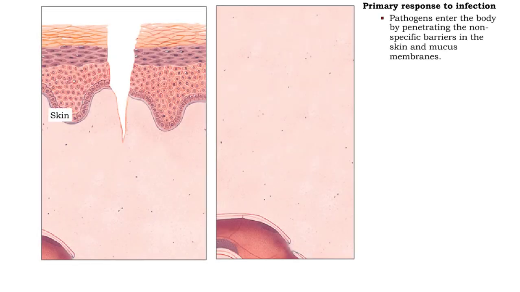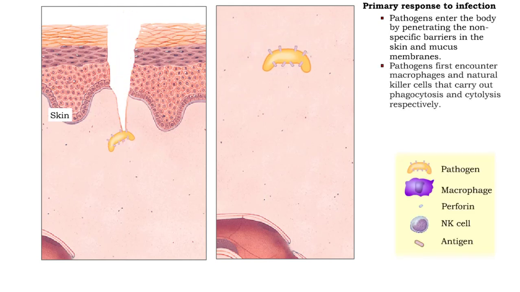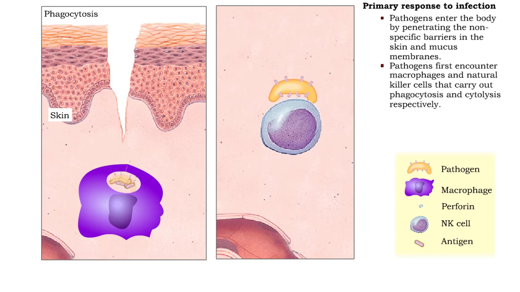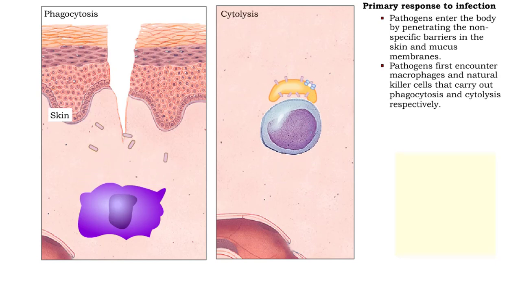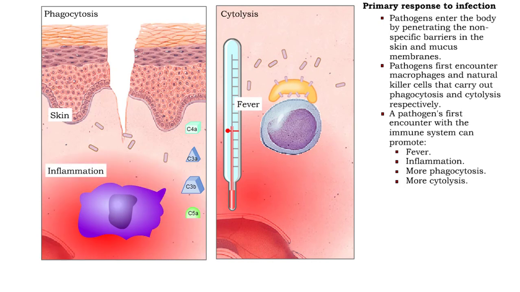For a pathogen to enter the body, it must penetrate the physical, chemical, and biological barriers in the skin and mucous membranes. Once the pathogen enters the tissues or blood, it encounters macrophages that carry out phagocytosis and natural killer cells that execute cytolysis. This initial encounter can trigger the production of chemicals that promote fever, inflammation, and more phagocytosis and cytolysis.